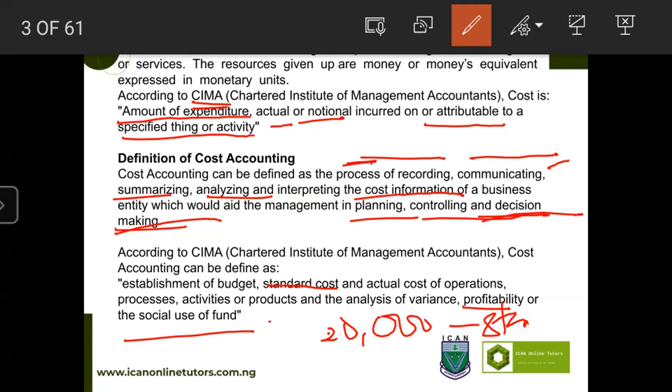As at the end of the day, let's say we are now resuming in January 17. Your resumption is January 17. On getting to the market today, you now see that by the time you buy your rice, you buy your beans, you buy everything, it's now become what? 25,000. You see, you budgeted 20,000 standard cost, but the actual is now 25,000 naira. That is the purpose of budgeting. That is why they defined cost accounting as the establishment of budget, actual and standard cost of operation, the processes.